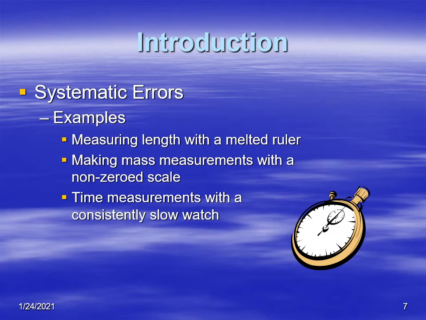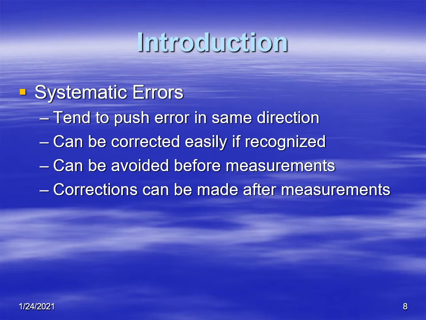Or if you're measuring time, and your watch's battery is dying, then it's always in error, and the error goes in the same direction every time. Systematic errors tend to push the error in the same direction. If you recognize the error, then you can correct it every time, and it can be done before you make the measurement, but also it can be done after you make the measurement. If you know that there is error, you can either subtract or add an estimate to correct the error.